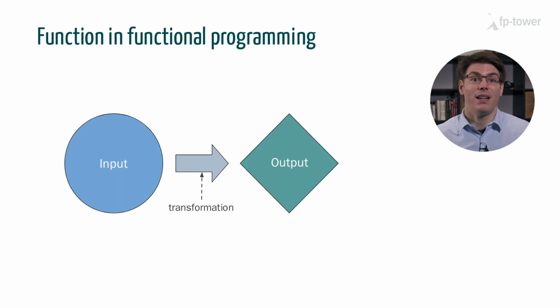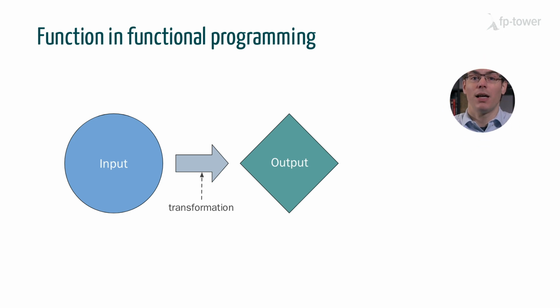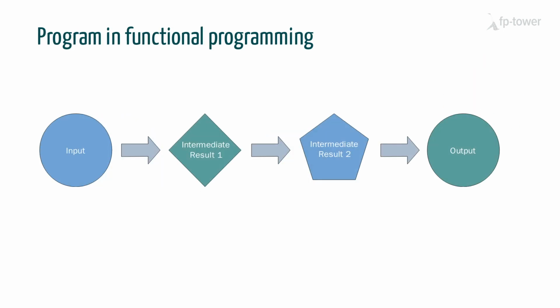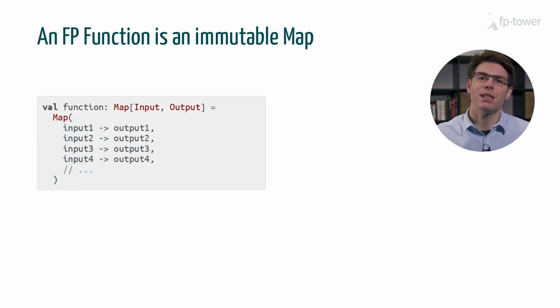On the other hand, in functional programming, a function is a transformation from inputs to outputs. And an FP program can be seen as a pipeline of transformations, connecting one function to another. Therefore, the output of one function becomes the input of another function. Another way to look at this is to visualize an FP function as an immutable map, where we have the extra guarantee that every possible input is covered.